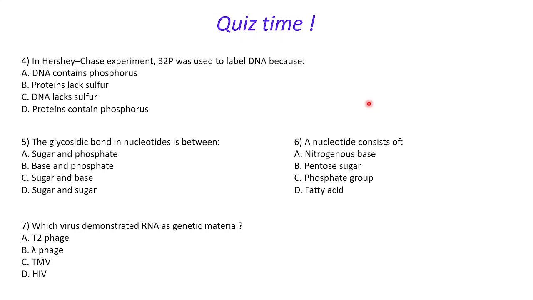A, B, C, yes. Nitrogenous base and pentose sugar is a nucleoside. Nitrogenous base, pentose sugar, phosphate group is a nucleotide. Very good. A, B, C.